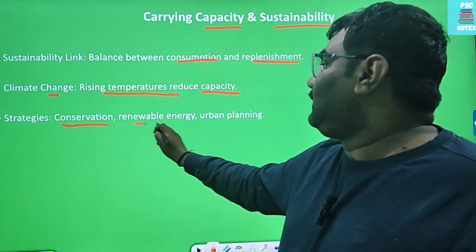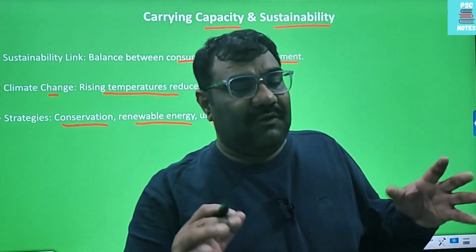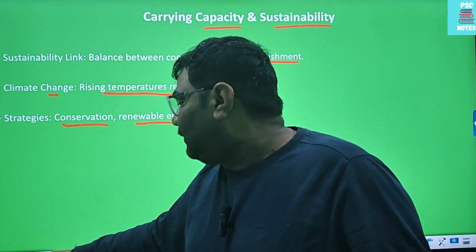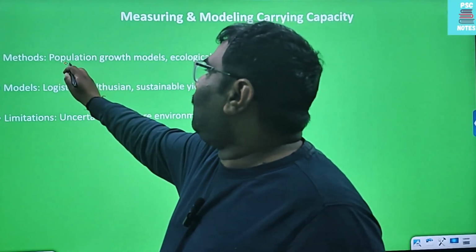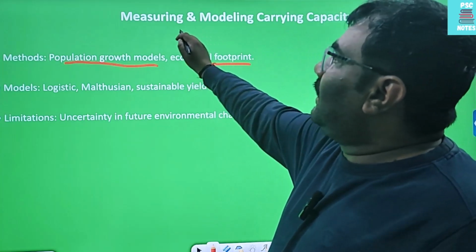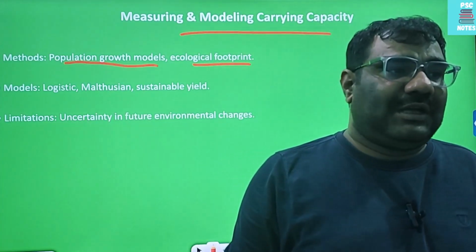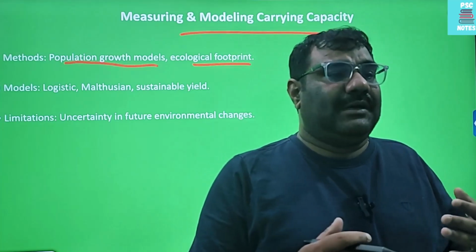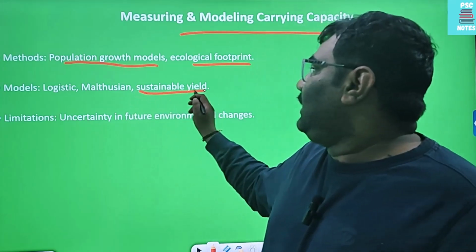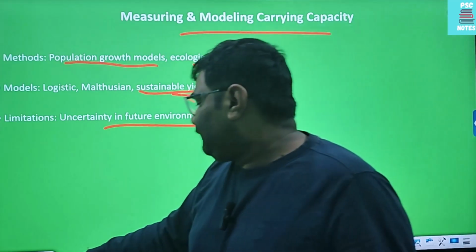ठीक है? तो what are the strategies? We need to have conservation, renewable energy, and urban planning. And the most important thing is the control of population. So how are we going to achieve it? The most important thing is population growth model and ecological footprint. So measuring and modeling of carrying capacity. First of all, population growth models and ecological footprint. And the models are logistic, Malthusian, and sustainable yield. Limitation: uncertainty in future environmental change.